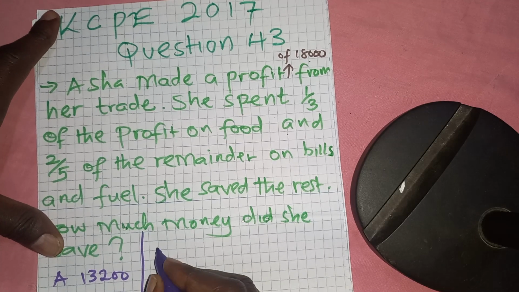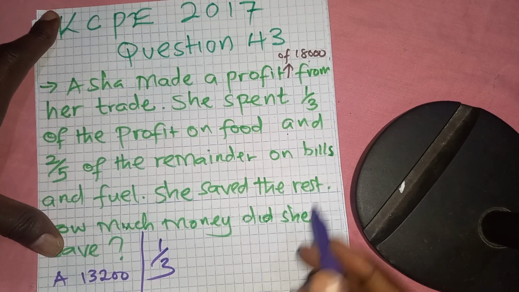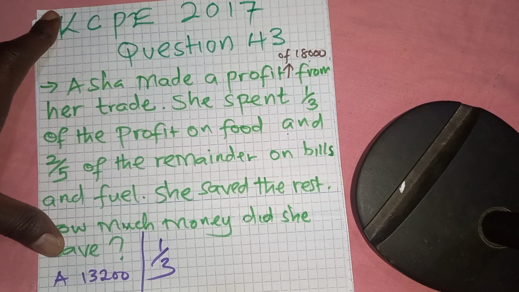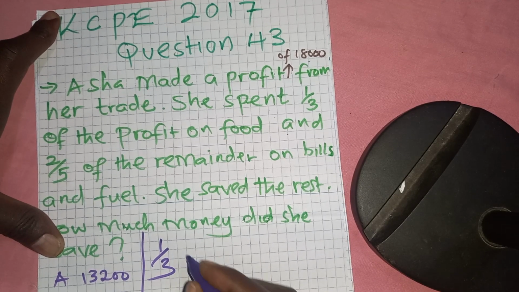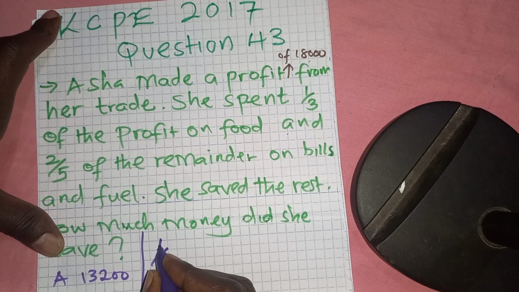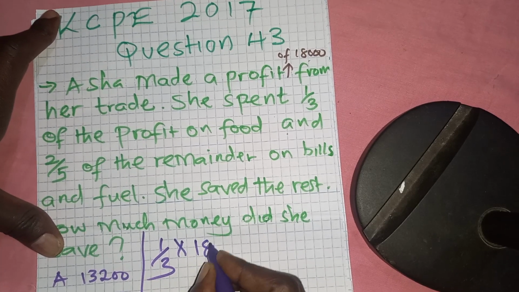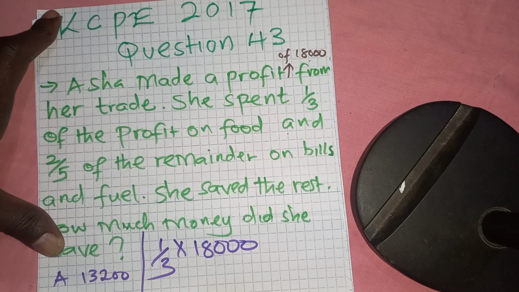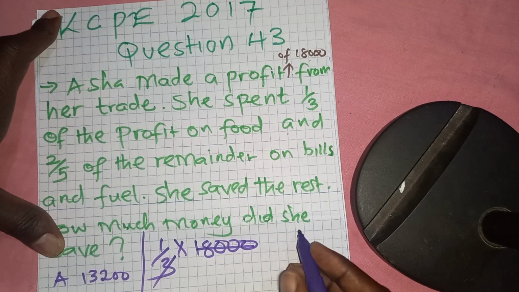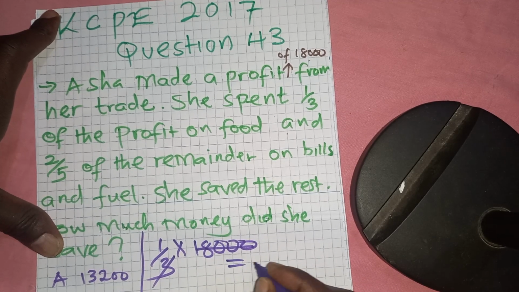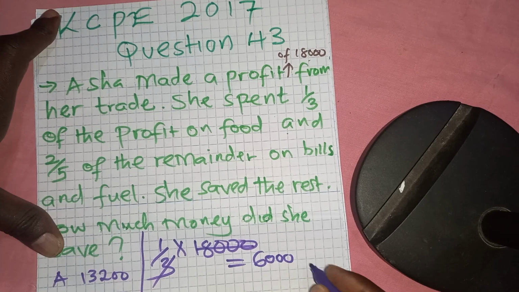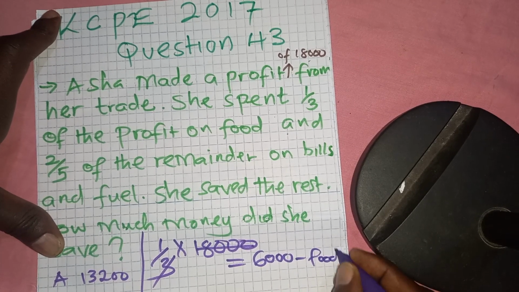Okay, so you are told it is 1/3 of the total amount of money that she had as profit, which is 18,000. So you say 1/3 times 18,000. Okay, so we calculate. We get here, she spent 6,000. This one was on food.